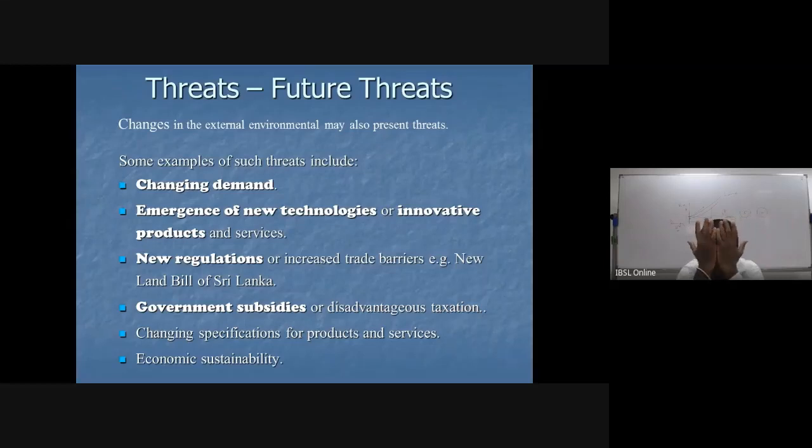Threats, change in demands. What can you say? Walls ice cream. How many of you can remember what is Walls? Do we have Walls now? No, we don't. Kagi's magic is the Walls.